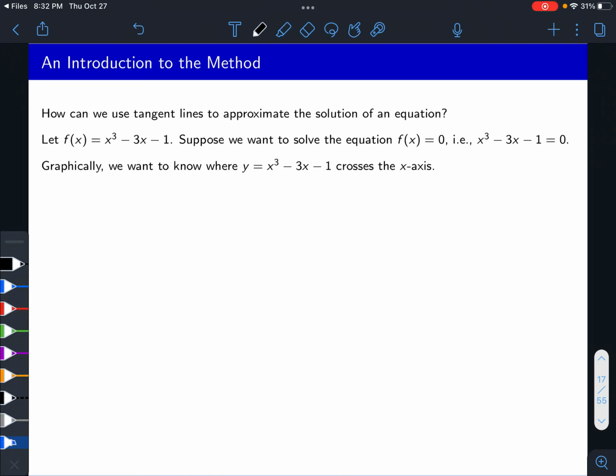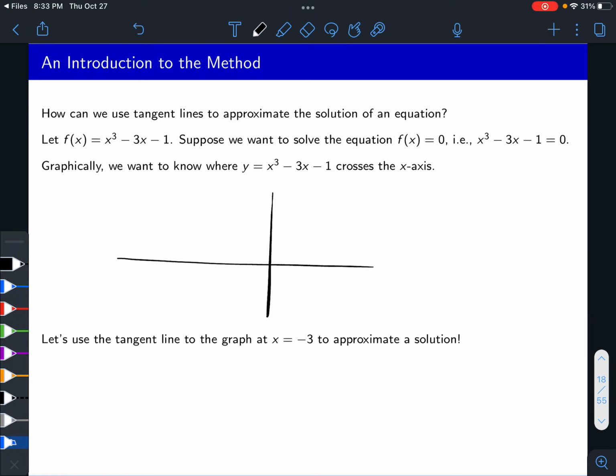Graphically, if we were to plot or sketch a graph of this guy, I don't know exactly what it would look like, but it would be maybe something like this. If we're setting this thing equal to 0, we're really looking for the x-intercept. So we're looking for when this guy crosses the x-axis. And so what we're going to do is use the tangent line at x equals -3 to approximate this.